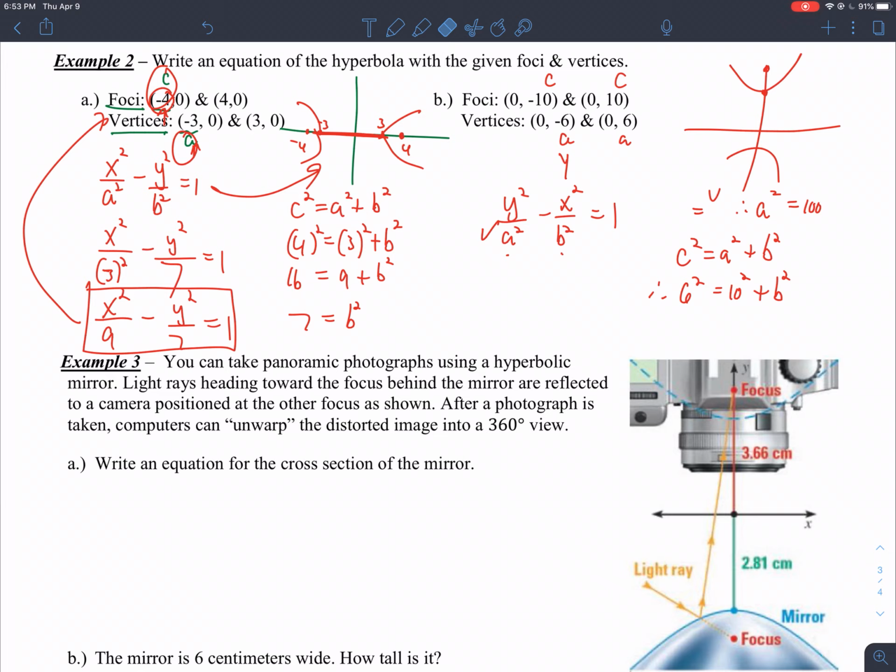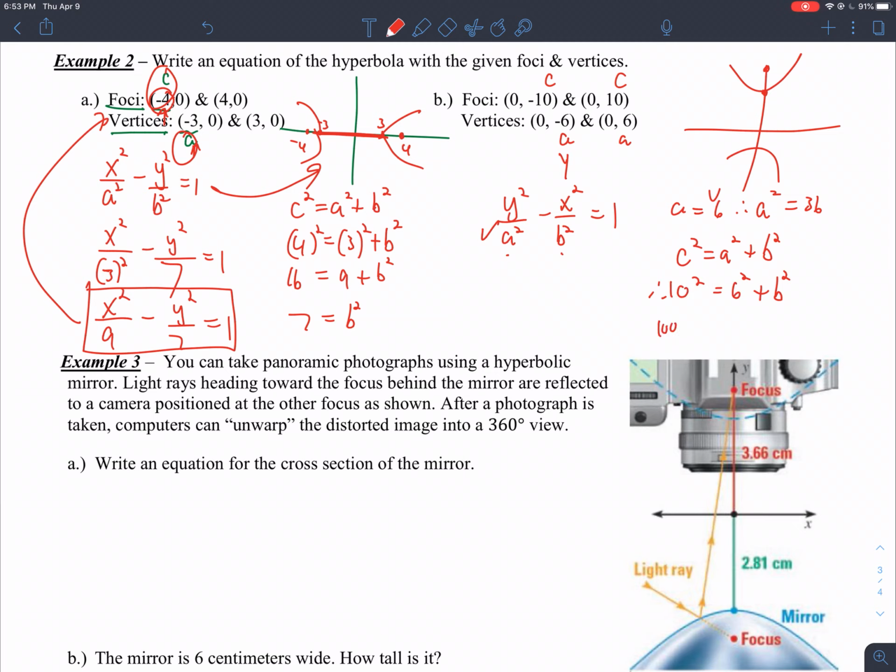A squared is not that. A squared is actually 6, so a squared is actually 36. Okay, so these two are switched around. Actually, I apologize. It should be like this. It should be c squared is 10 squared, and this would be 6 squared.